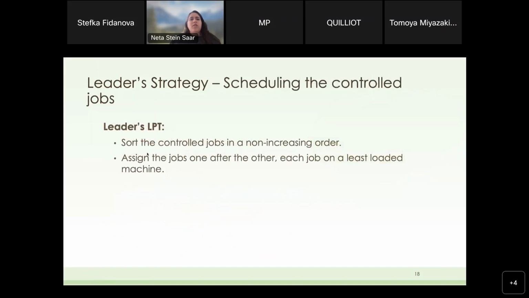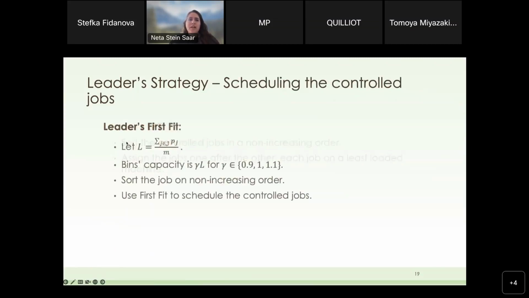Okay, so next, how should the leader schedule the jobs? We first consider the leader's LPT, longest processing time, same as the known algorithm. It will sort the jobs in non-increasing order and assign the jobs to the least loaded machine. The second one we have is the leader's first fit, based on the bin packing problem.